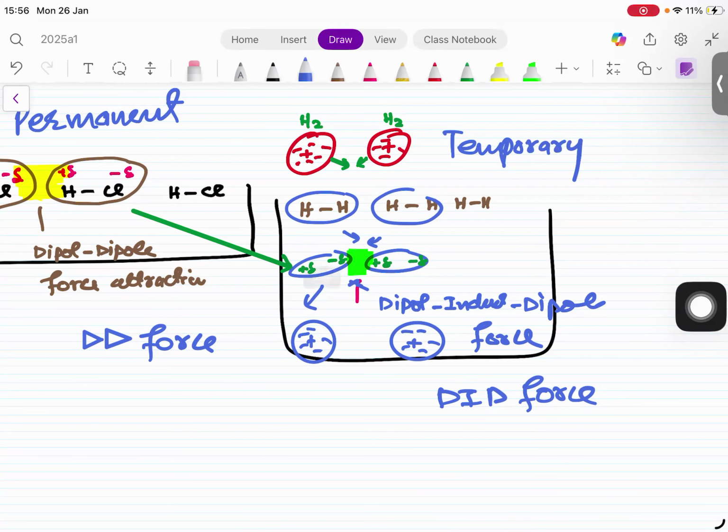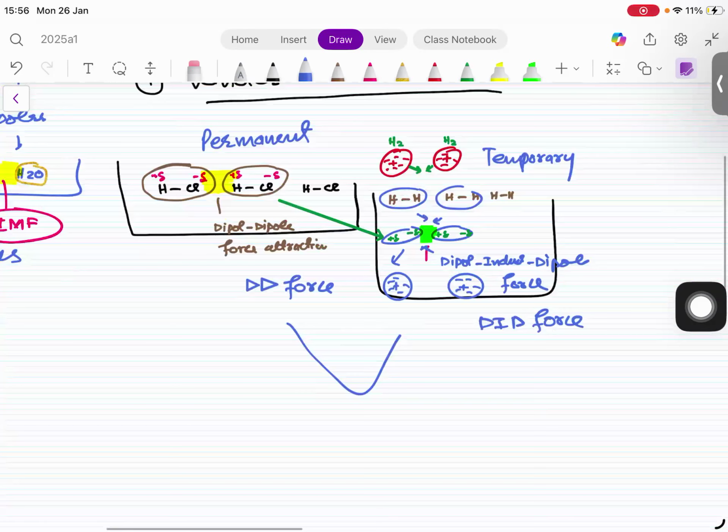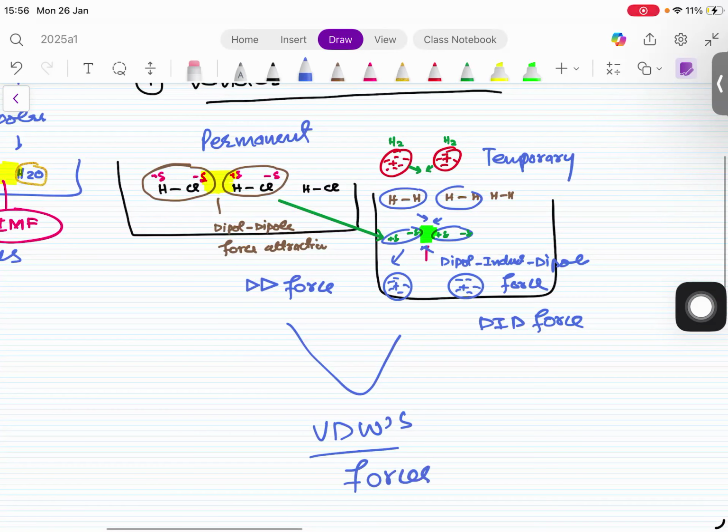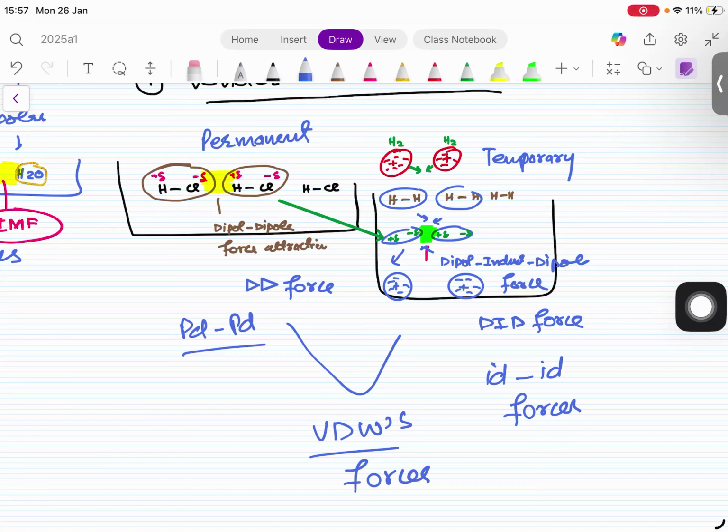So the force is the same. Therefore, both of them are known as VDW, van der Waals forces, because technically there is no difference between them. If the molecule has no permanent dipoles, they get close, they develop dipoles, the negative end of one dipole attracts the positive end of another dipole, and the force is known as temporary dipole induced dipole. You can call it ID forces. And you can call it PD forces, permanent dipole, right? So I hope you got that.